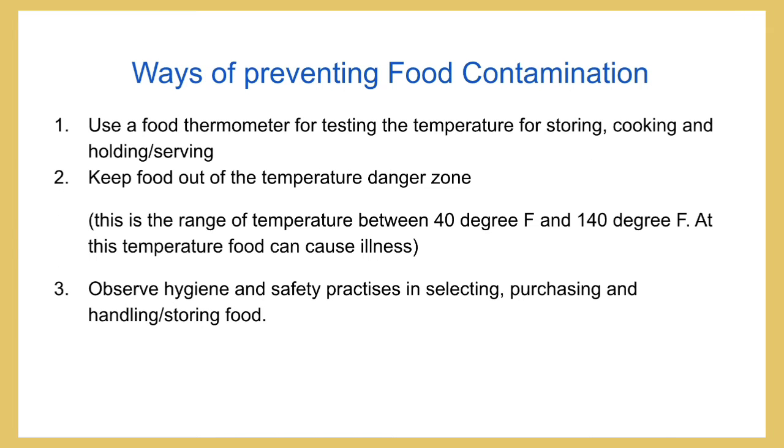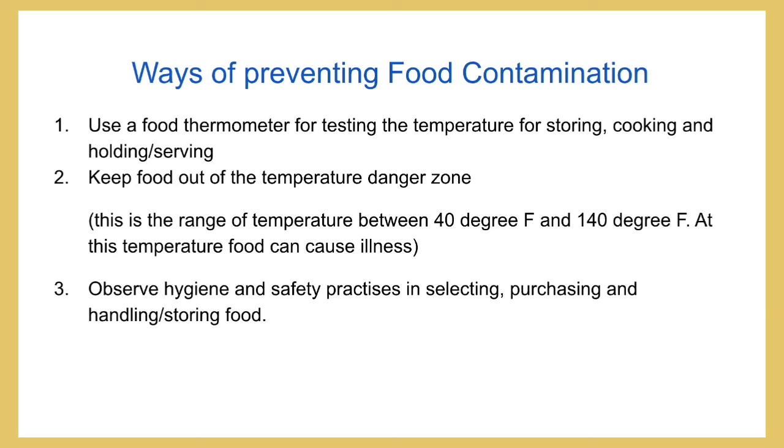So how can we prevent food contamination? Now we can do this by using food thermometers for testing the temperature when storing, cooking, holding, or serving food. You want to ensure that you keep food out of the temperature danger zone. And for those of you that don't know, the temperature danger zone ranges from 40 degrees Fahrenheit to 140 degrees Fahrenheit. Within these 2 temperatures, food can cause illness.